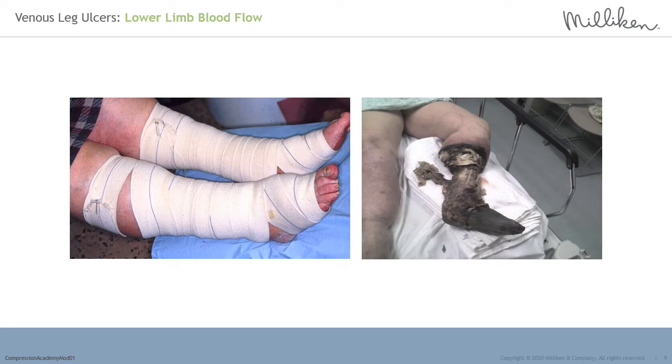We are now going to explore normal blood flow of the lower limb and look at what can go wrong. The images that you can now see demonstrate the importance of blood flow, and when we intervene with treatment regimes, the importance of getting it correct or the consequences of not.